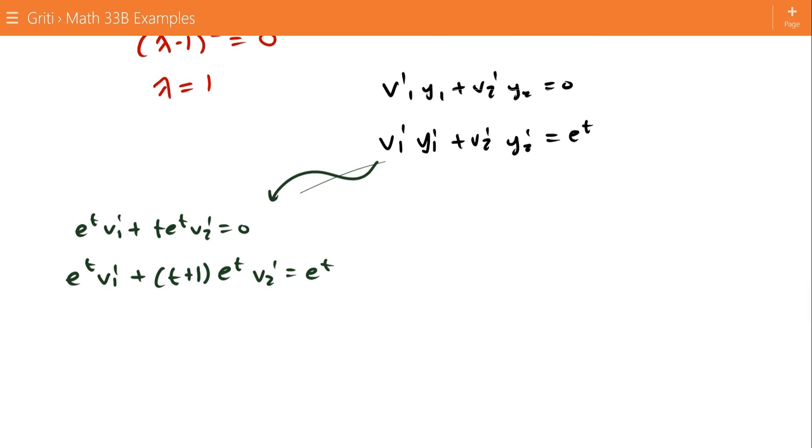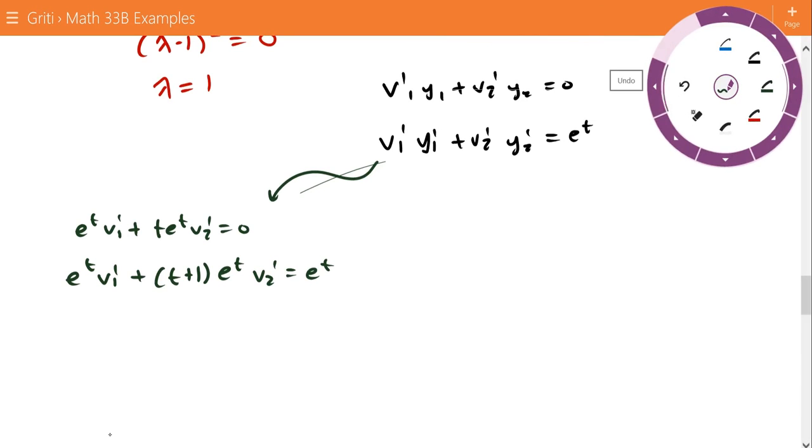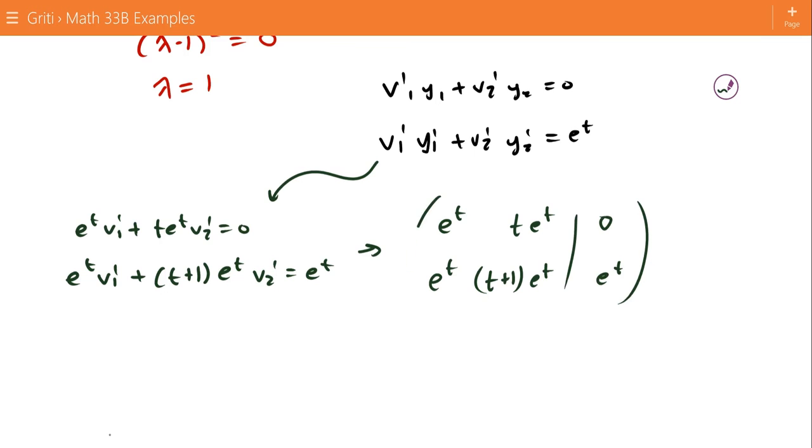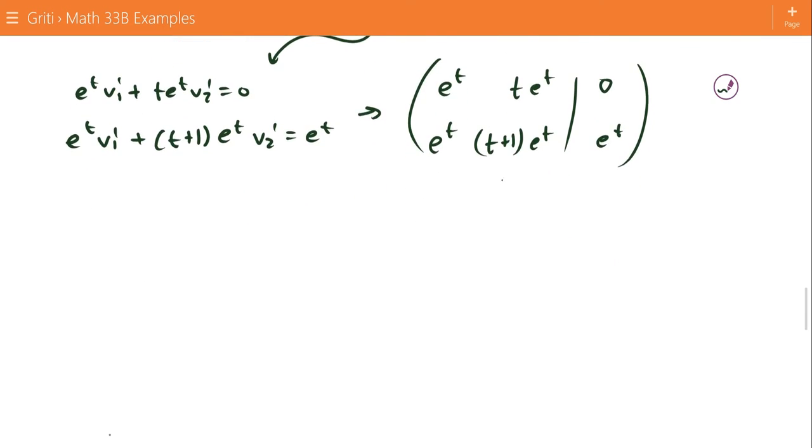You can write this as an augmented matrix: e to the t, t e to the t, 0, and e to the t, (t plus 1) e to the t, and e to the t. So now to solve this, we can multiply r1 by e to the negative t. That gives us 1, t, 0 across the top.